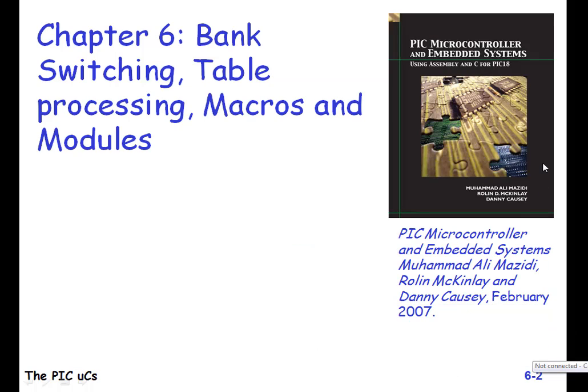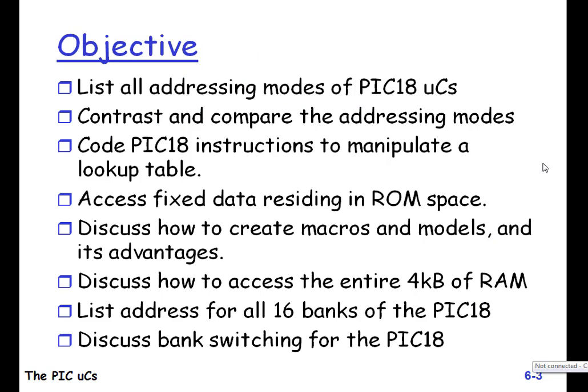Continuing this lecture, we discuss topics from chapter 6 of the Mazidi book: bank switching, table processing, and macros and their modules. The objective of this chapter is to discuss the different addressing modes of the PIC18 microcontroller, their contrast and comparison, and the codes of PIC18 instructions, how they manipulate data in ROM space.